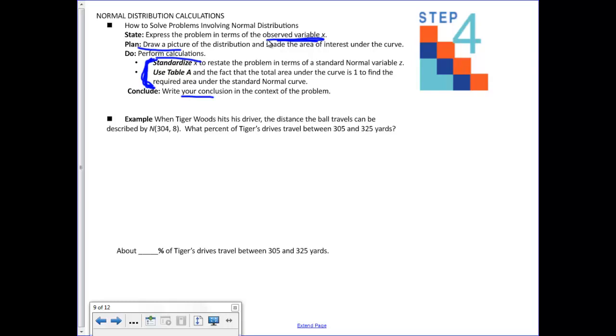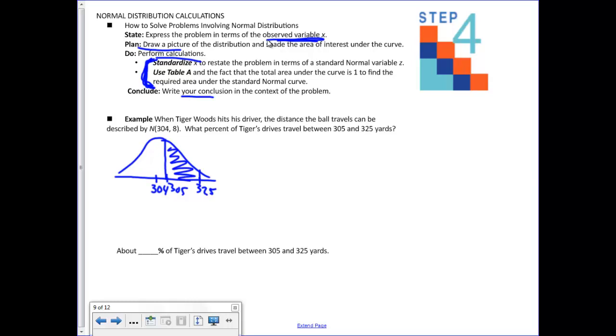When Tiger Woods hits his driver, the distance the ball travels can be described by N(304, 8). What's 304 stand for? The mean, and 8 is our standard deviation. What percent of Tiger's drives travel between 305 and 325 yards? Here's my curve. 304 is in the center. We could count, we could figure it all out, but I'm interested in between 305 and 325 yards. I'm interested in this right here.